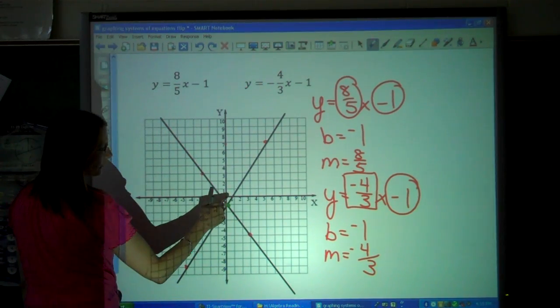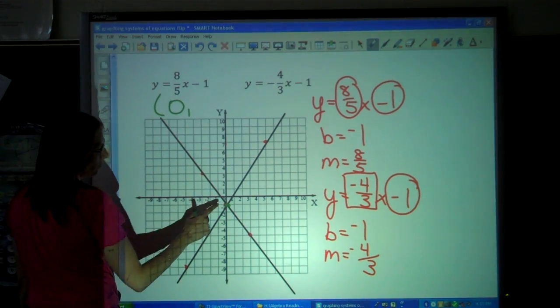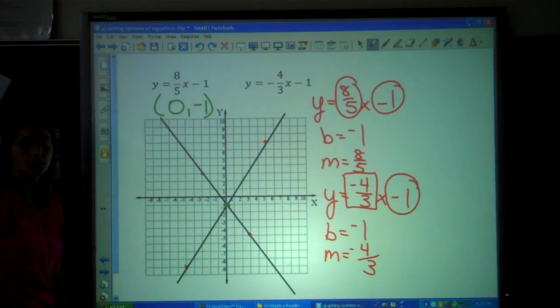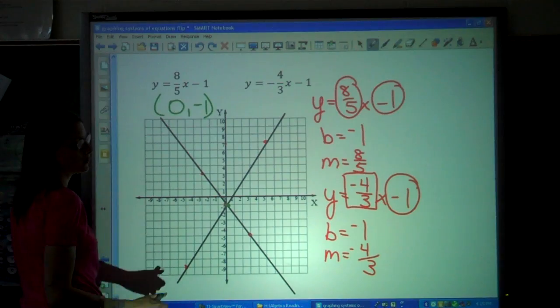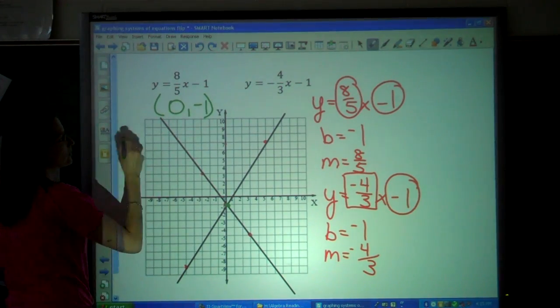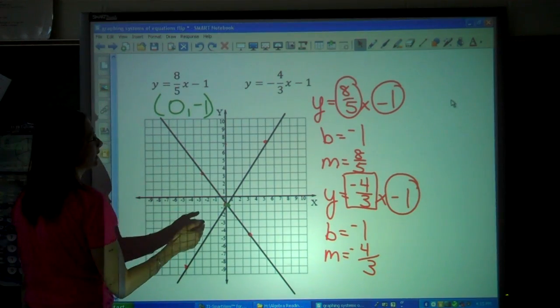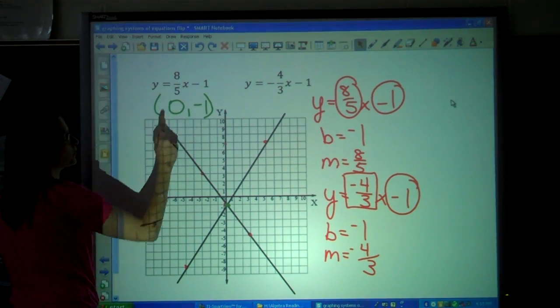So when x is 0, y is negative 1. For both of these problems, when I plug a 0 in for x, y is going to be negative 1 for both of those equations. And that's my answer to this system of equations. This is where both of the lines intersect, and where both of them, when x and y are plugged in, will be equal.